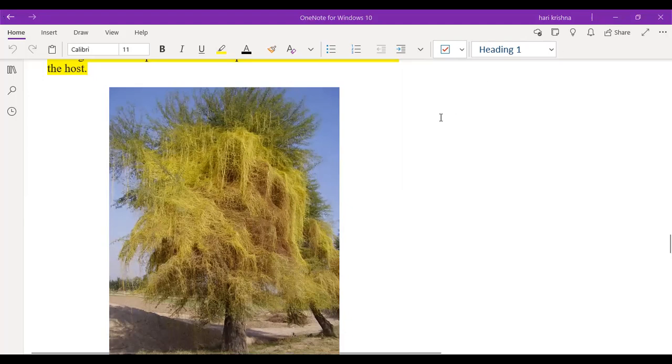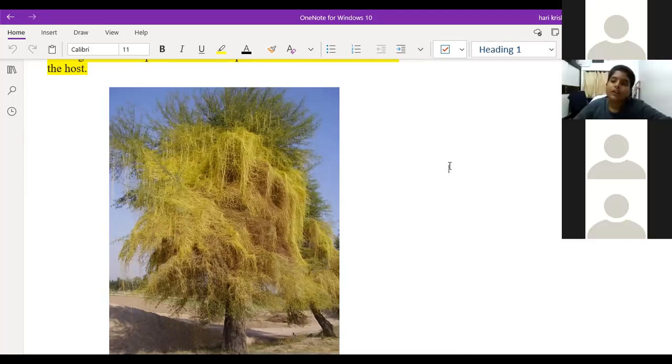Cuscuta plant is a leaf parasite plant. This plant grows on top of the tree, like shown in the picture. It derives its nutrition from the host. One of the examples of a partial parasitic plant is the sandalwood tree. Sandalwood tree is a partial root parasite. It can supply its own food through photosynthesis, but it also needs supplementary food from other plants. It takes this food through the roots. Good.